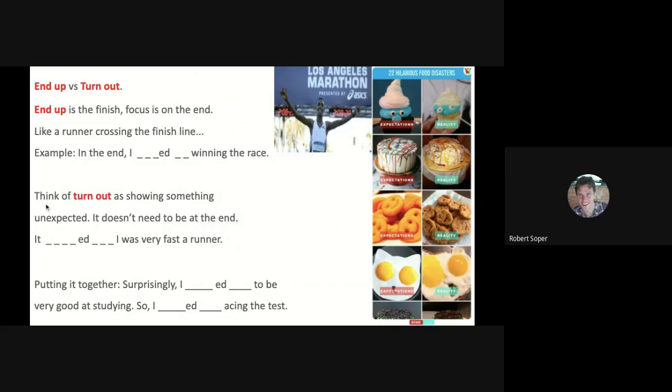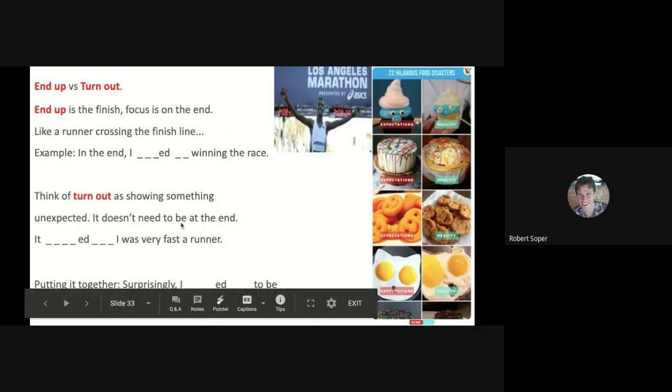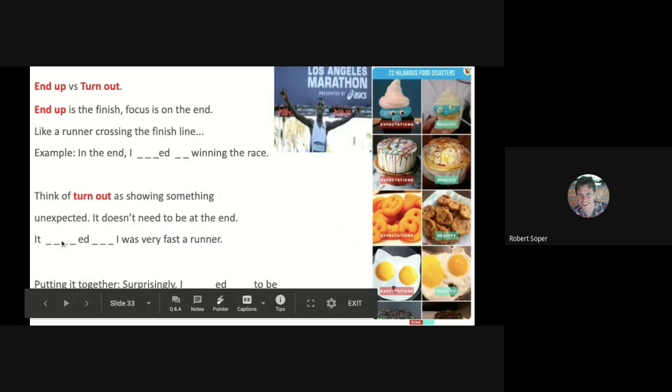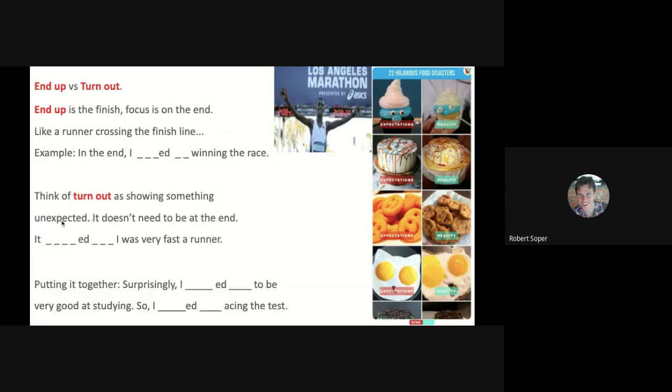Now let's move on to turn out. Think of turn out as showing something unexpected. Now, importantly, it doesn't need to be at the end. So, for example, if we're talking about the runner, we could say, it turned out I was a very fast runner. Now, if we're using this expression, do you think this person, here represented as I, expected to be a very fast runner? No, they weren't expecting it because we really use turn out to show something kind of unexpected.